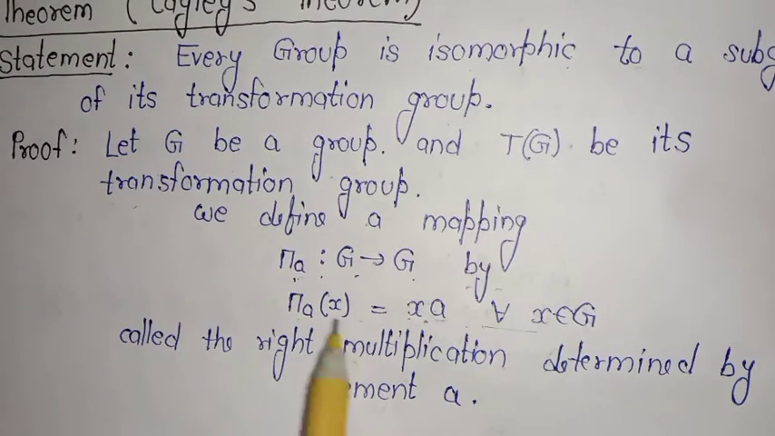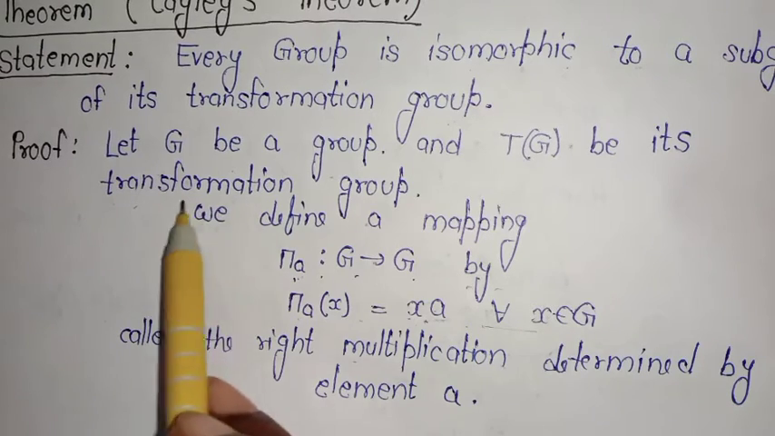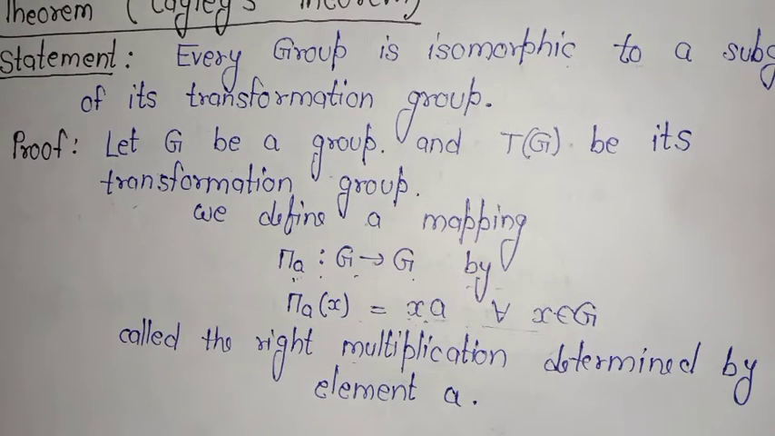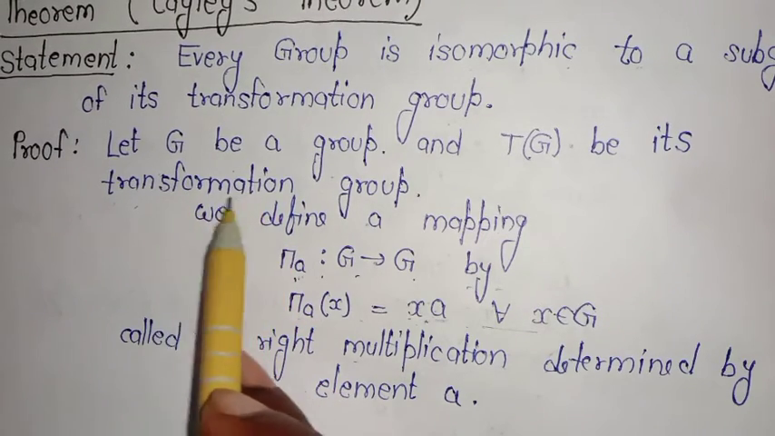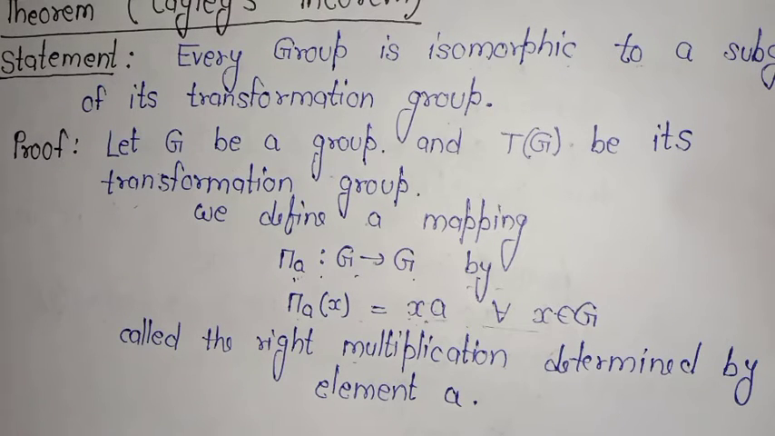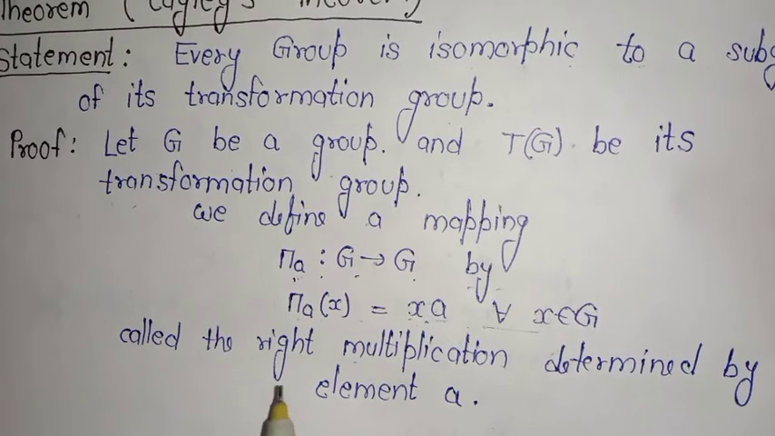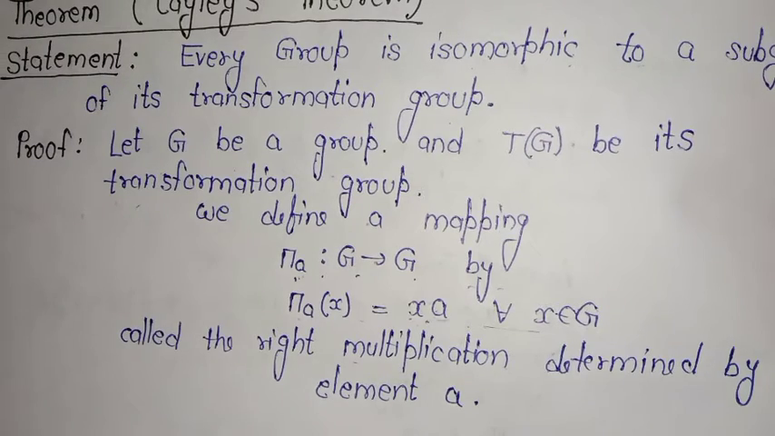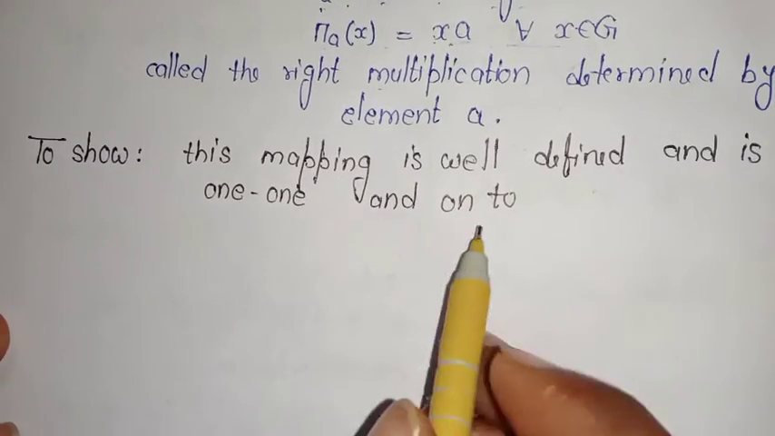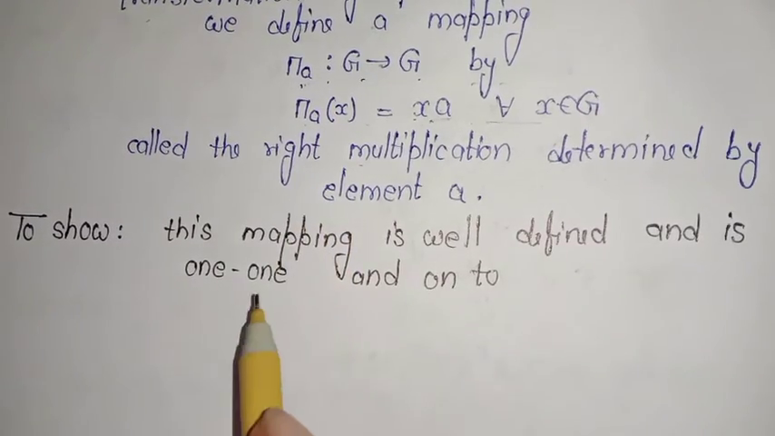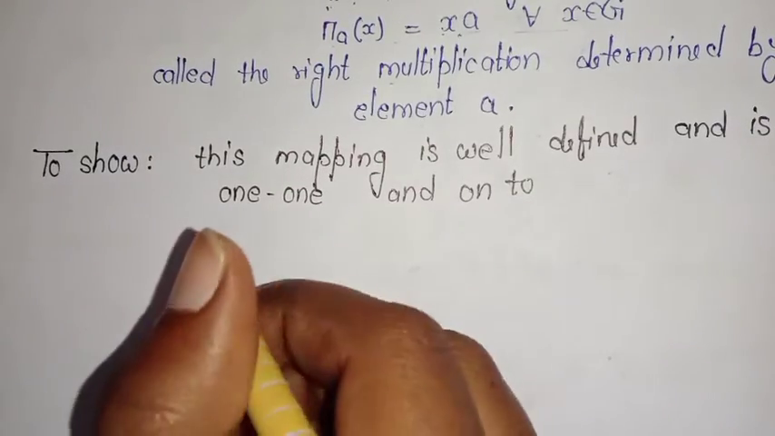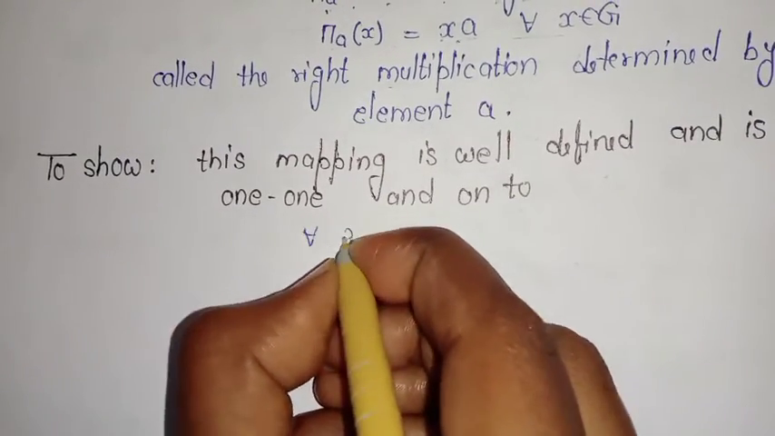We define such a mapping because this transformation is considered by us. Firstly we show that this mapping is well defined and is 1-1 and onto, because we all know that a permutation group is the collection of all those functions which are 1-1 and onto, that is, bijective. In order to show this, we have to show that it is 1-1.